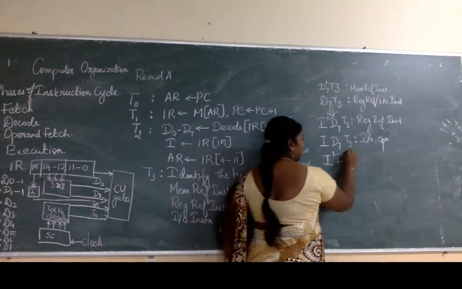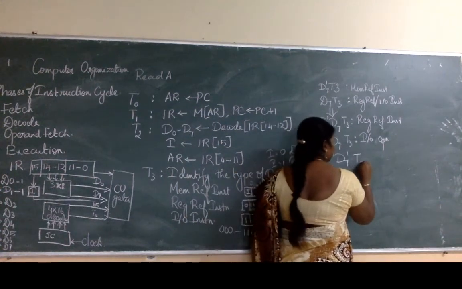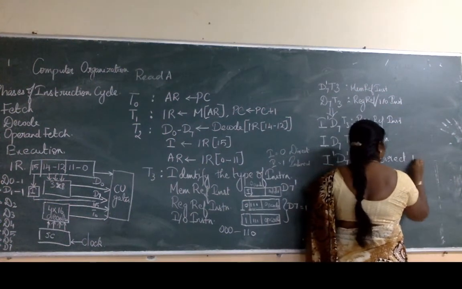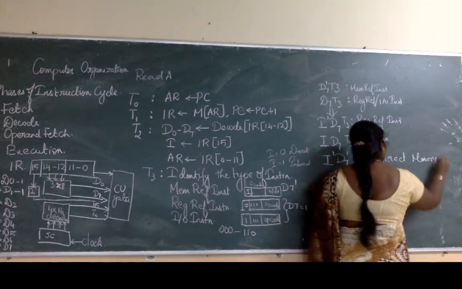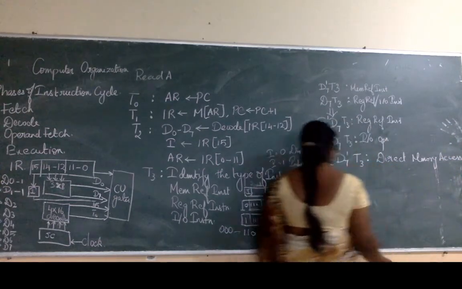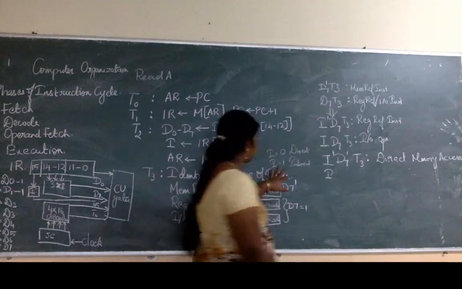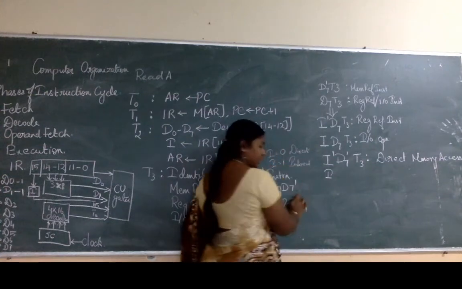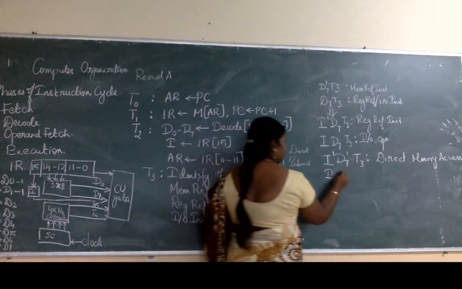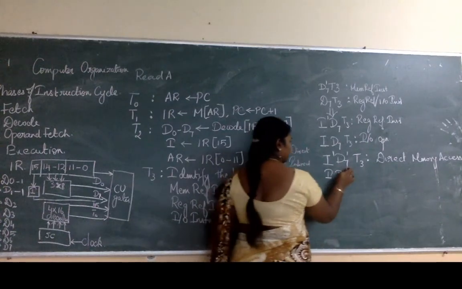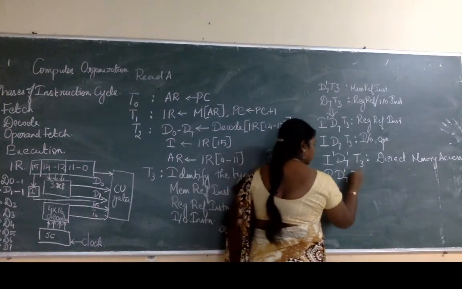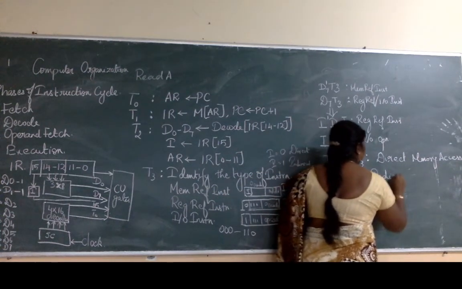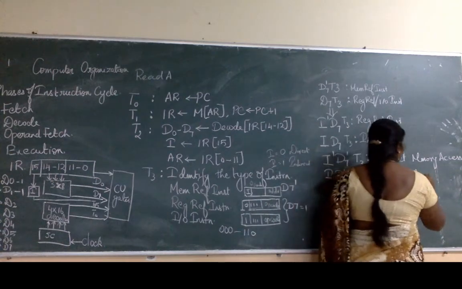D7 should be 0. Only then it can be a memory reference instruction. So I have to write it as I dash D7 dash time cycle T3 indicates a direct memory access instruction. And if the I value is 1, so I have to mention it as I, and the D7 value should be 0, so I have to mention it as D7 dash T3. I have to specify that it is an indirect memory access.